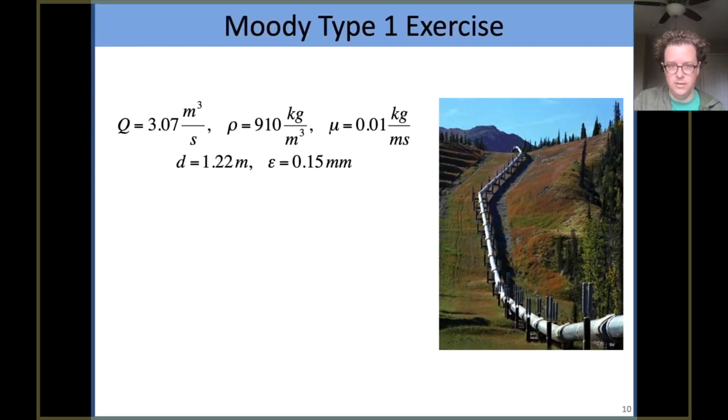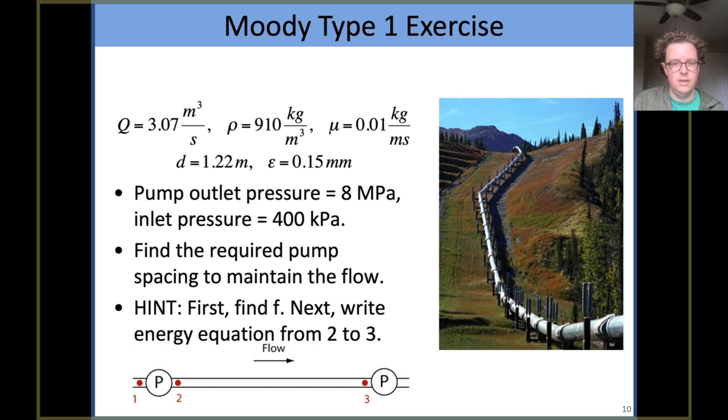What we're going to revisit here is a problem that we've done in the past. This is about the Alaskan oil pipeline. So you've got information given to you about the flow rate in the pipe, density, viscosity, a diameter of 1.22 meters, and a roughness of about 0.15 millimeters, meaning that the average grain or roughness, if you will, the average grit on the inside of the pipe is about 0.15 millimeters high.